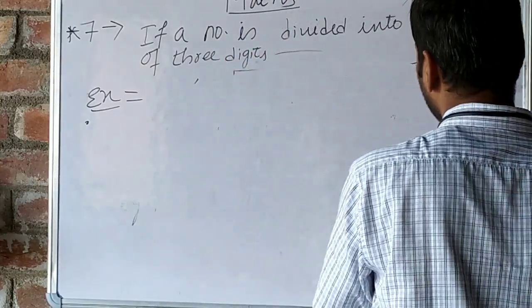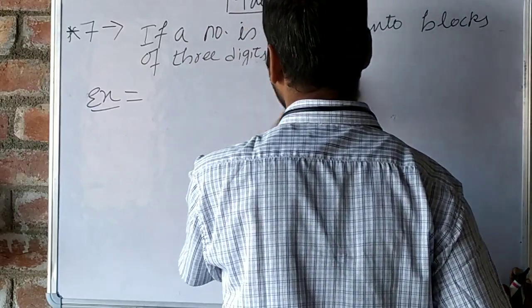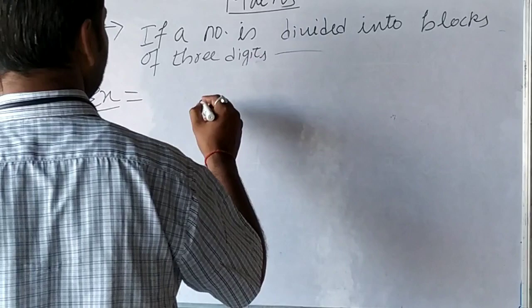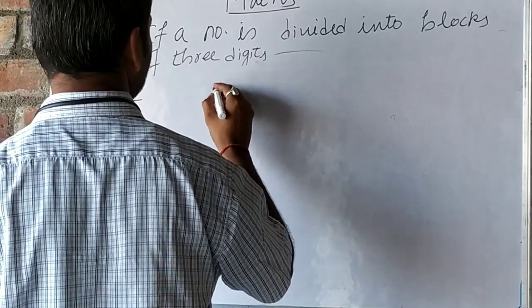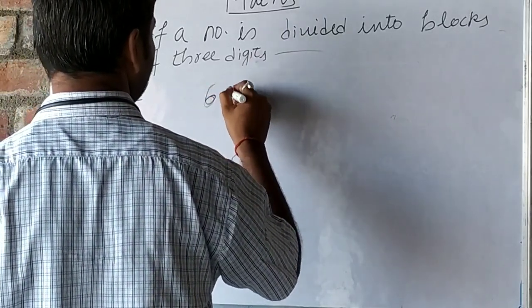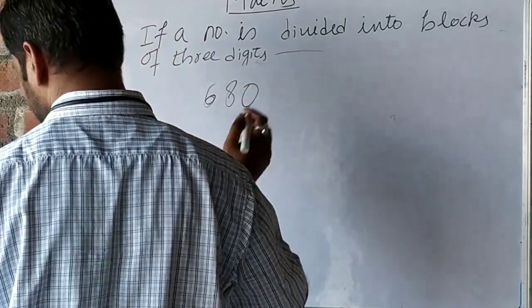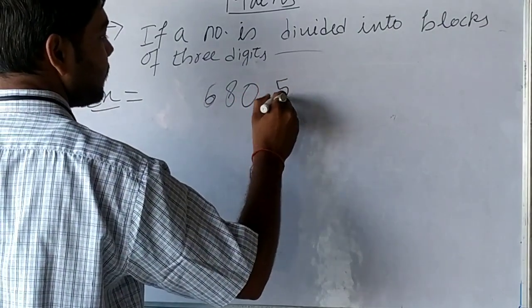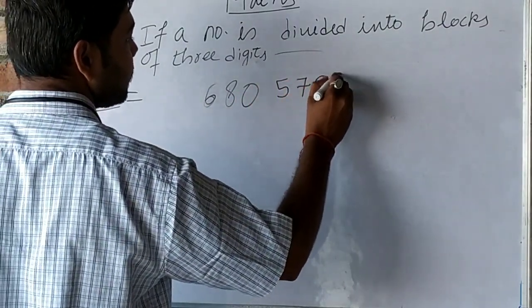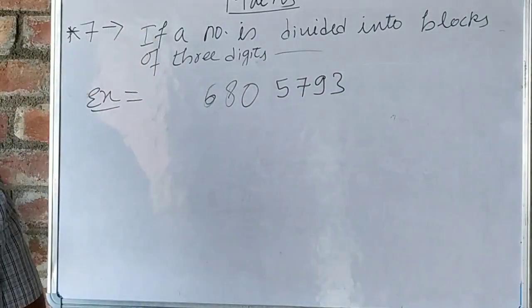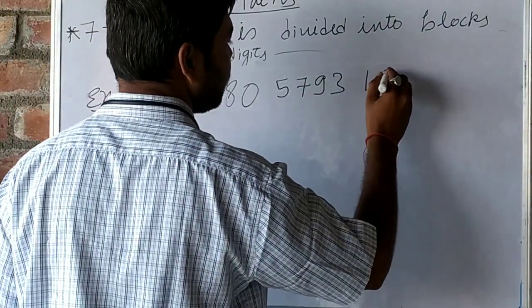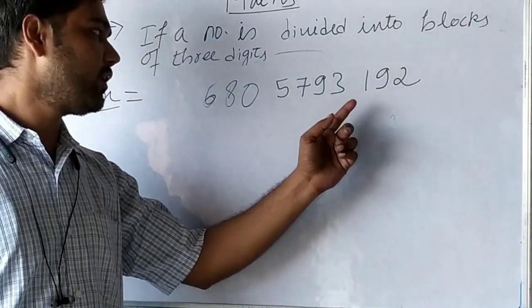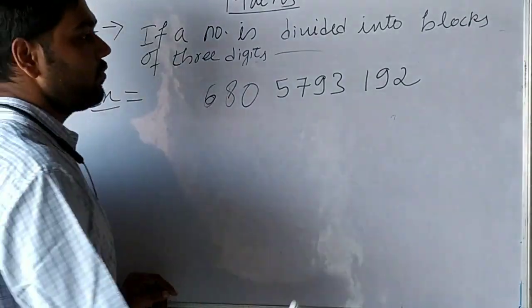Now let us take one more example. Understand? Let us consider one more example: 6805793192. Understand?